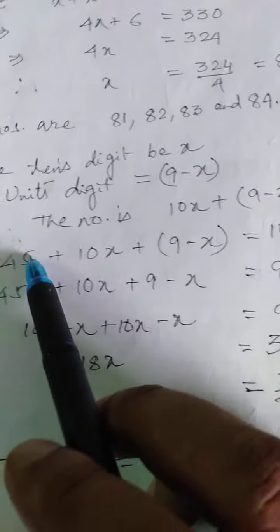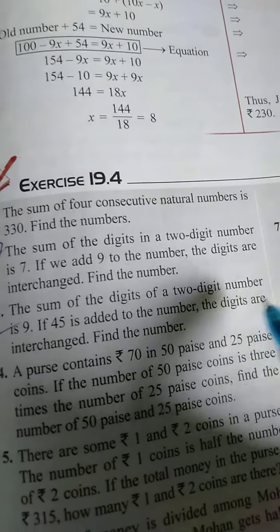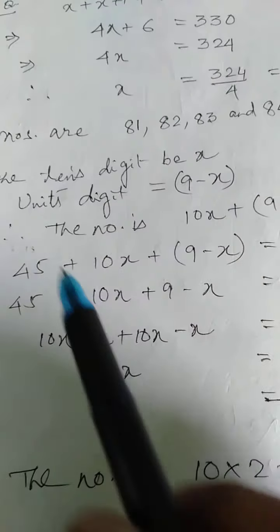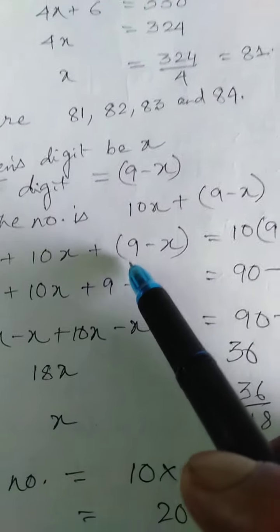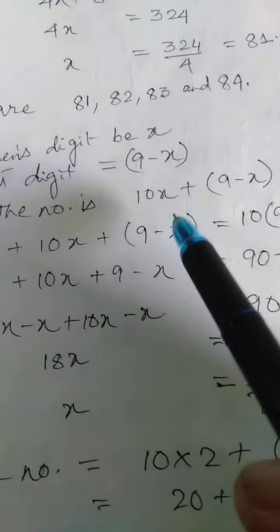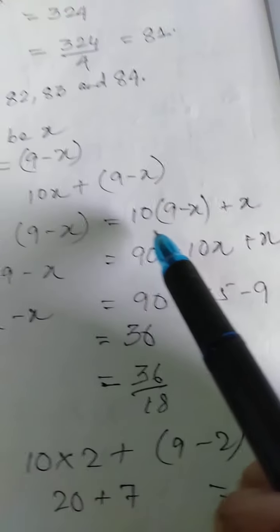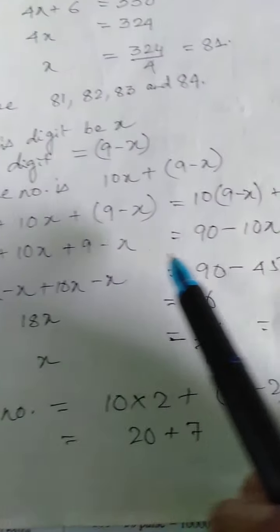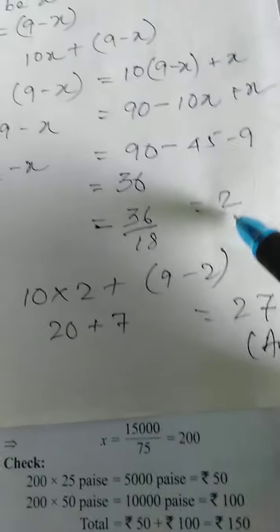Okay. So 45. Now the condition is if 45 is added to the number, the digits are interchanged. So suppose this is the number and we have added 45, then what will happen? This digit and this digit will interchange their places. This digit will come here and this digit will go there. It will become this way. Okay. So now if you solve it, on solving you will get the answer x equal to 2.